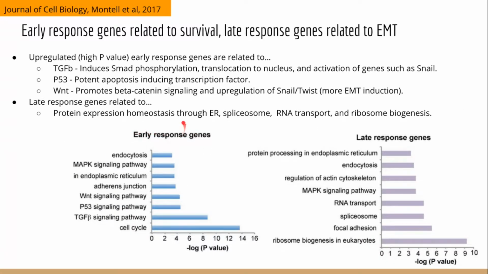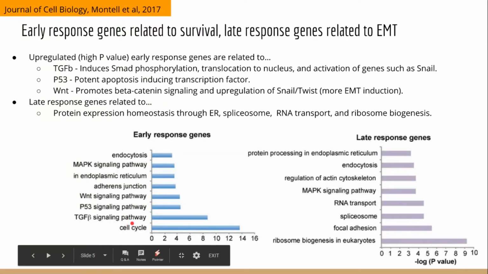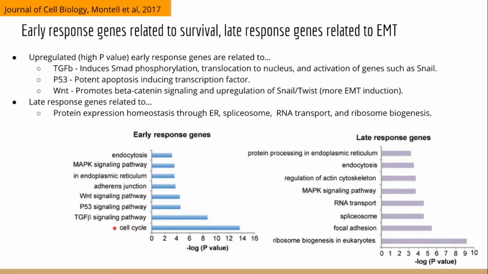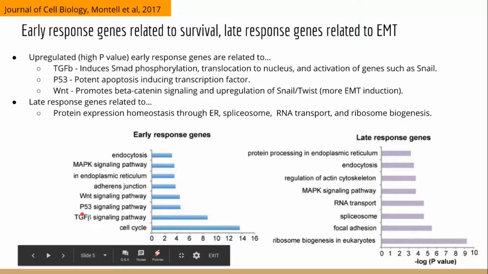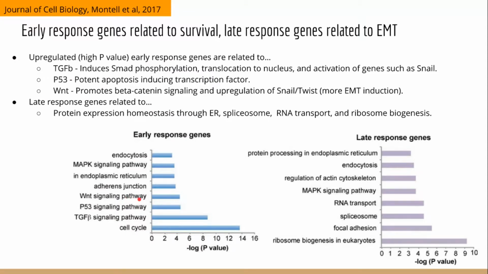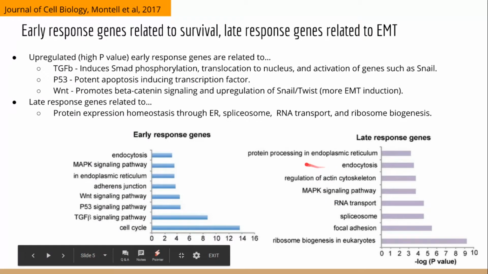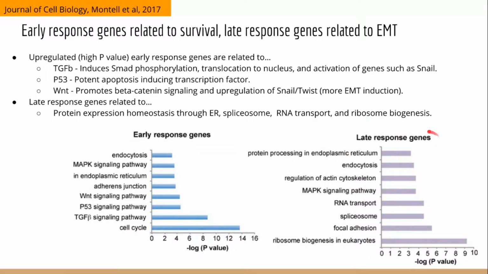In the early response genes, we see most critically the upregulation of TGF-beta signaling pathway genes. This TGF-beta signaling pathway, again, is going to be upregulating snail and is associated with SMAD phosphorylation. We also see the Wnt signaling pathway, which is also associated with the EMT induction. And in the later response genes, we see things related to protein homeostasis, like RNA transport, protein processing in the ER, and spliceosome and ribosomal biogenesis. So these late response genes are related to basically recovery and the cells trying to return to a normal state.